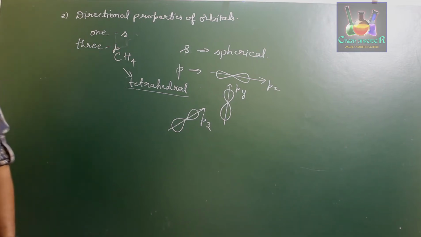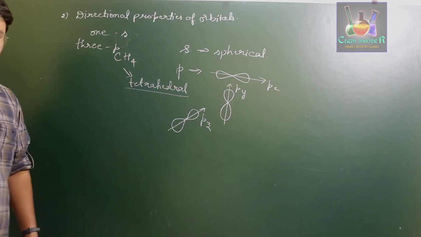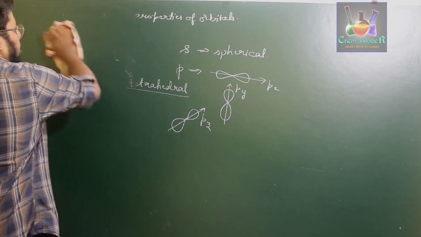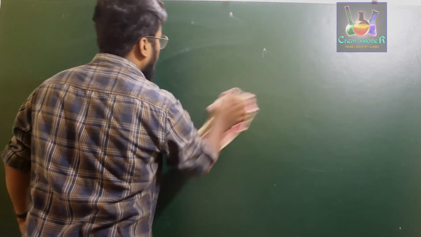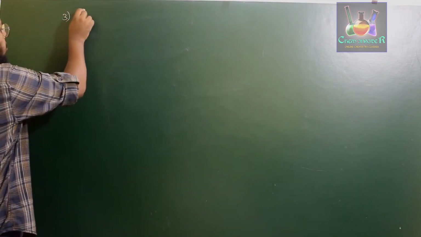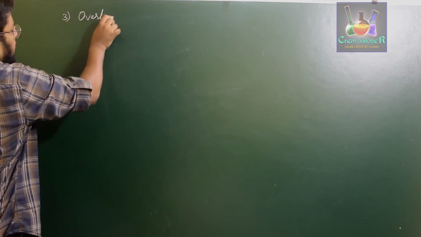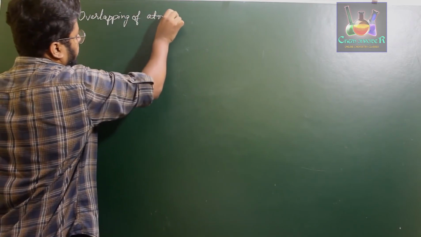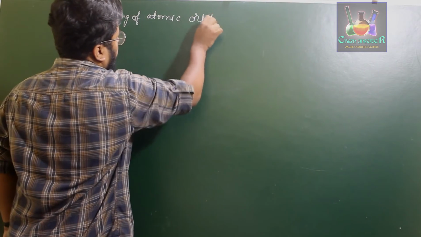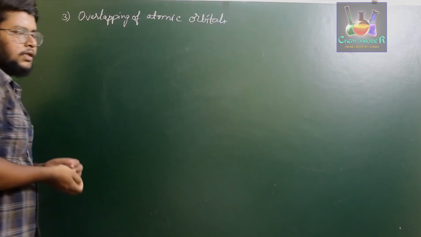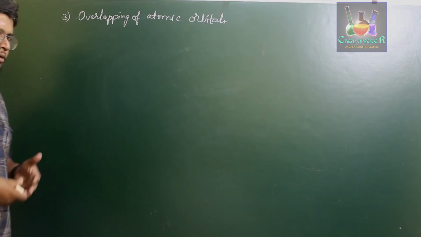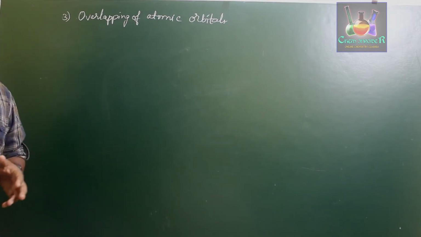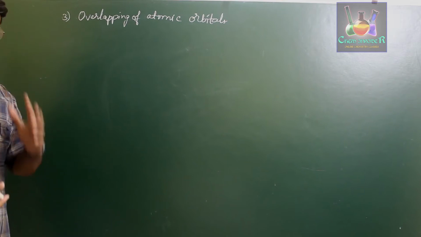Now the third point of the valence bond theory is the overlapping of atomic orbitals. Okay, we have the directions of particular orbitals, and now how are they being overlapped and how are they giving a particular geometry? How are these atomic orbitals being overlapped with one another? As we have learned, each of the orbitals, whether s orbital, p orbital or d orbital, has a certain number of nodes, right?